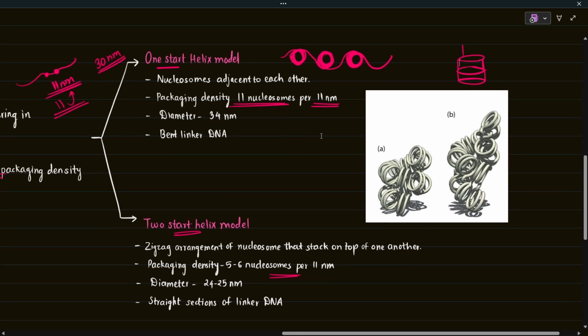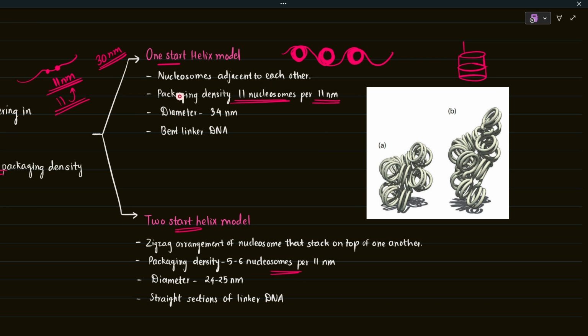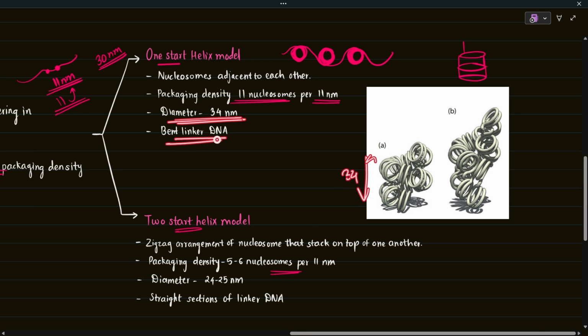So let's have a quick recap. In the one start helix model, nucleosomes are adjacent to each other. The packaging density is 11 nucleosomes per 11 nanometer. The diameter, the dimension of this architecture, is 34 nanometer, while the linker DNA gets bent.